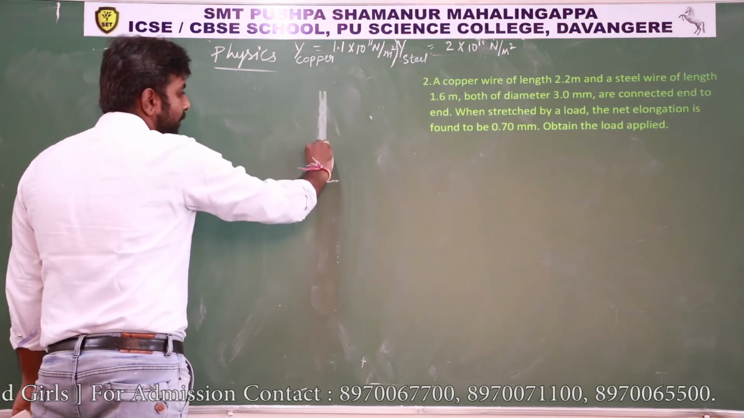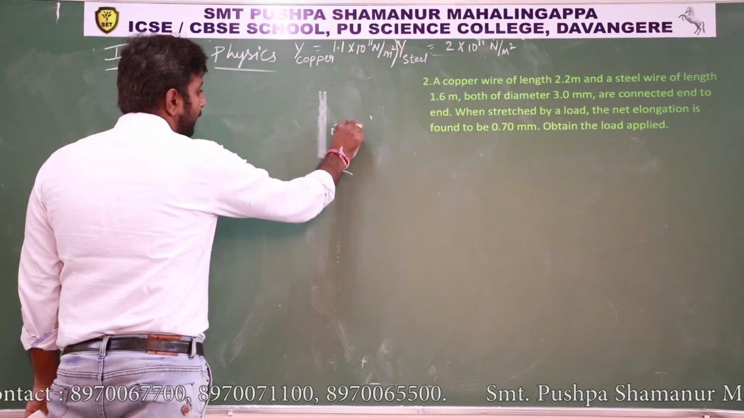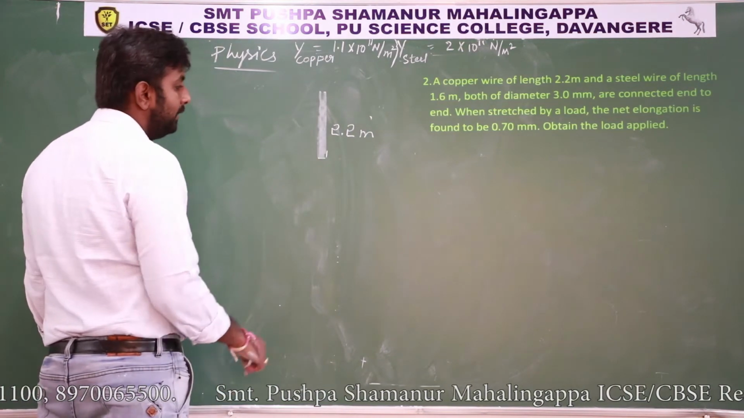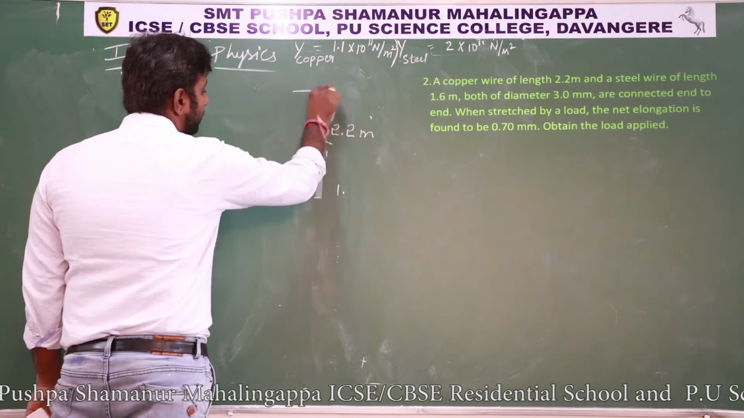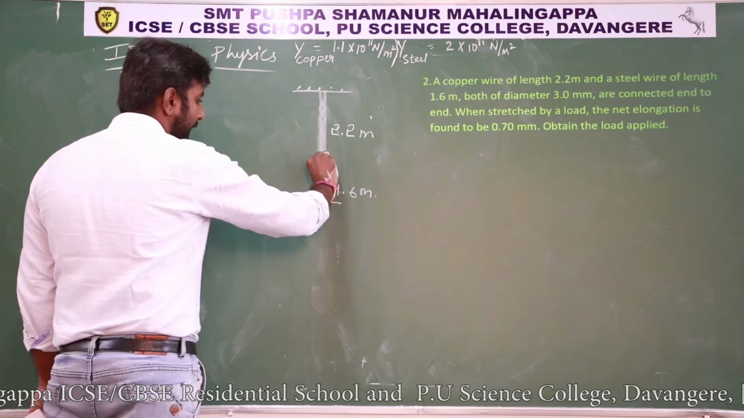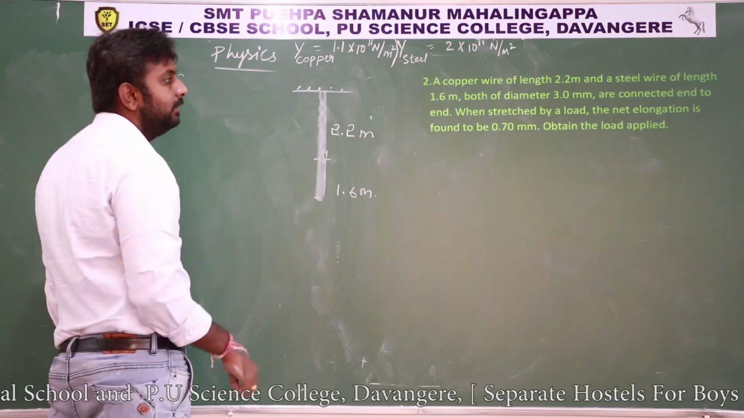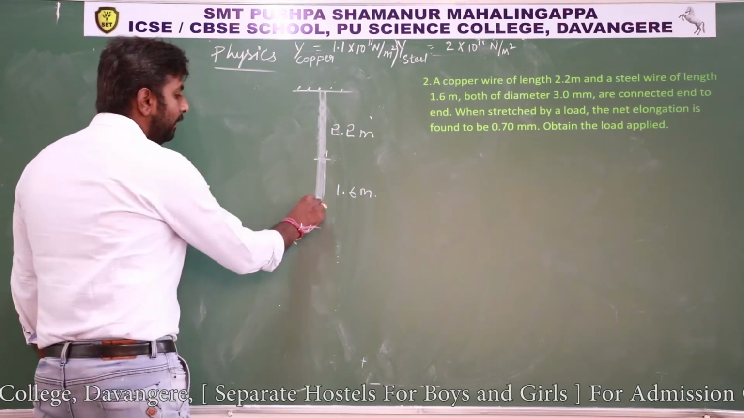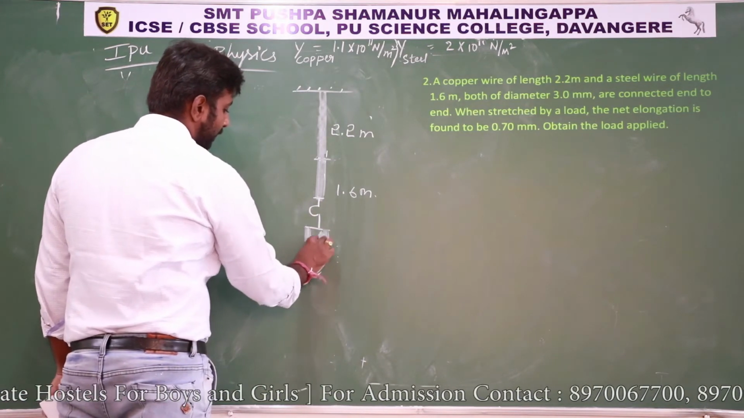This is a copper wire. Its length is 2.2 meter, and another wire, steel. This length is 1.6 meters. Right. Both of same diameter means the area is same. Area of copper wire and area of steel wire is same, connected end to end, when stretched by load. So here we are applying some load. Okay, this is the load.